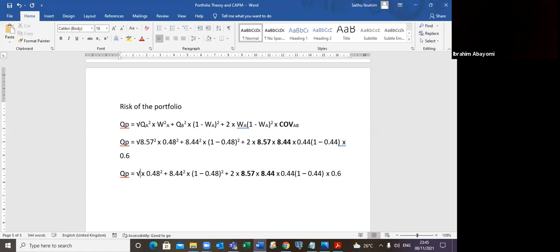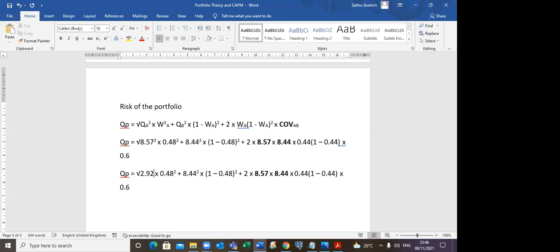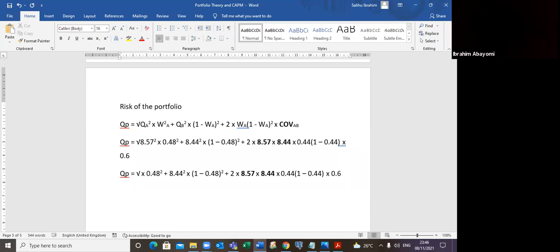8.57 squared will give us what? 2.92. So wait, no, it's not 2.92. Is it squared? Okay, it's not. What of this square root here? The square root is after you have done everything. Okay, it's squared. Yeah.